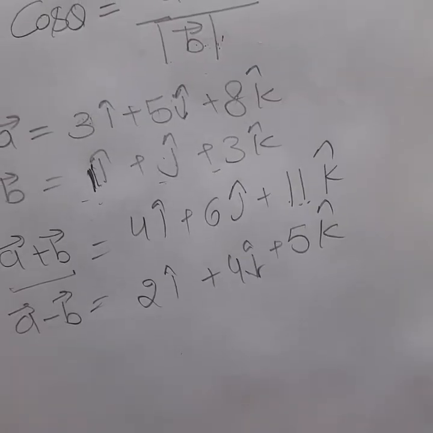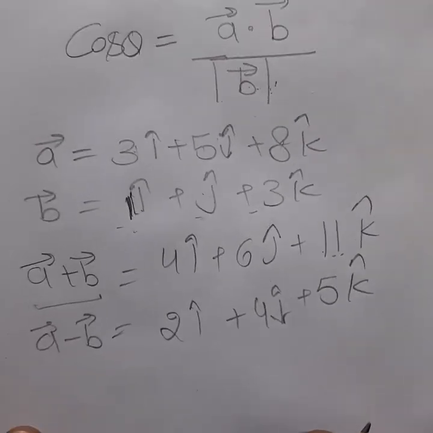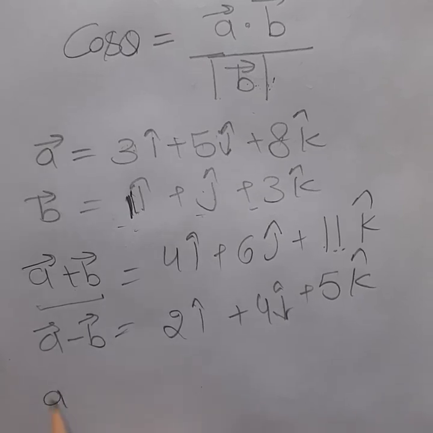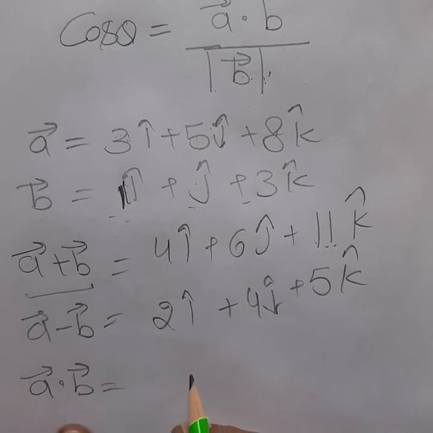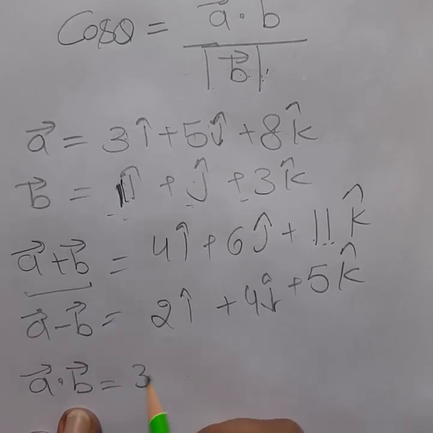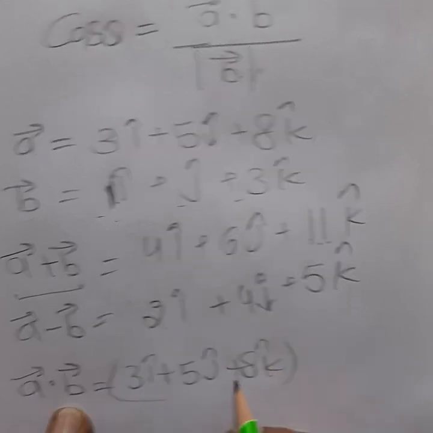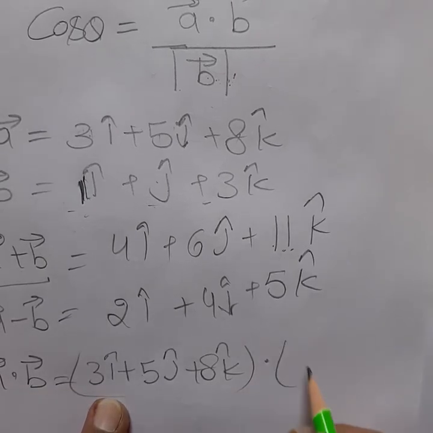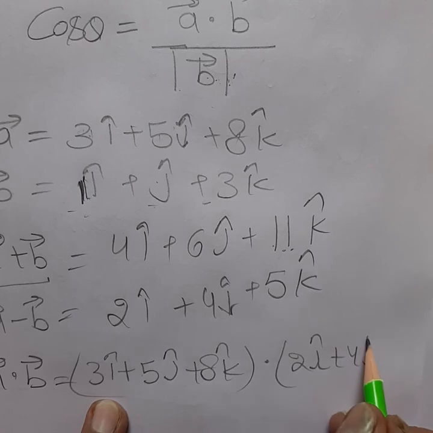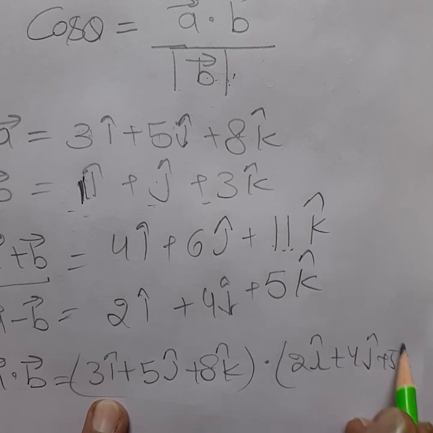For finding the dot product of the vectors, we write a vector dot b vector. First of all we write the components of a, like 3i plus 5j plus 8k, and for the b vector we write 2i plus 4j plus 5k.